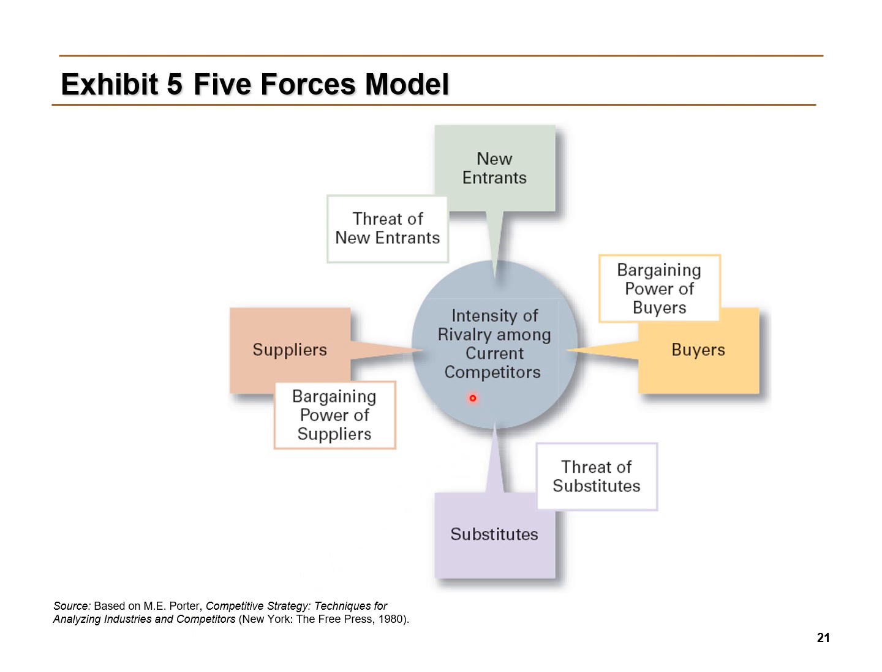So the first force is intensity of rivalry among current competitors. Second is the threat of new entrants. Number three, bargaining power of suppliers. Number four, bargaining power of buyers. And number five is threat of substitute products.